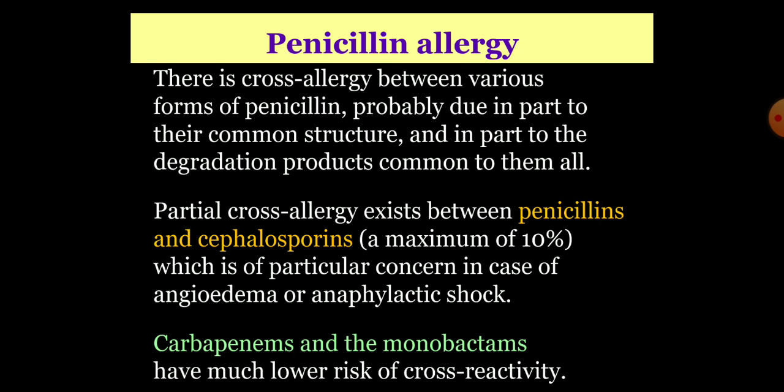So, as I said before, the cross allergy between various forms of penicillin is happening because the structures are common. They all belong to the beta-lactam group of antibiotics, and if they are coming from a common source, then probably the chance of this cross allergy is more. It exists between penicillins and cephalosporins, which is of particular concern in case of angioedema or anaphylactic shock, but we have seen that in case of cephalosporins, the chance of hypersensitivity reaction is lesser in comparison to penicillin. And in case of carbapenems and monobactams, it is even lesser.